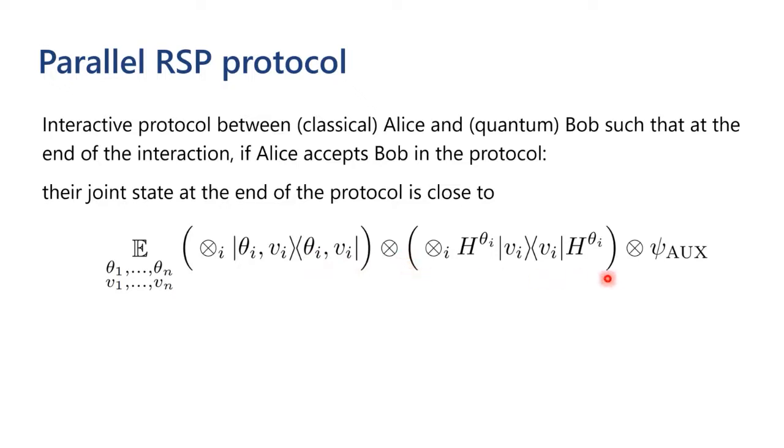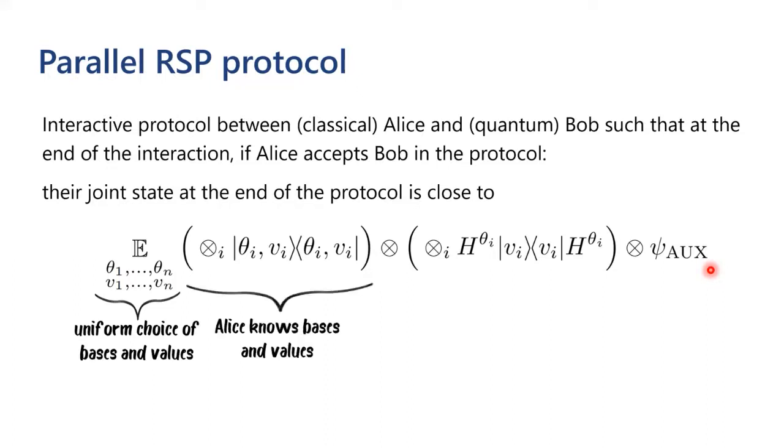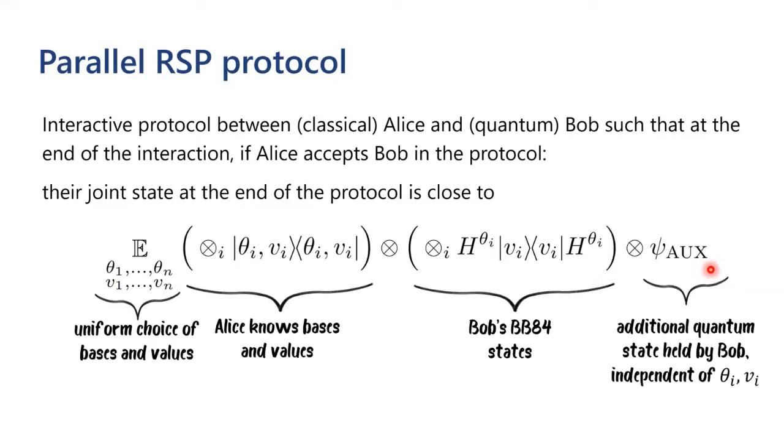The second quantum system here, these are Bob's BB84 states. And then finally, Bob may have some auxiliary quantum state that he prepared as part of the protocol, right? We can't prevent this. Bob can always prepare some extra quantum state, but that's fine, right? He's allowed to do that. Okay, so these are the uniformly random bases and values choices. This is Alice's classical information. These are Bob's BB84 states, and this is some quantum state.